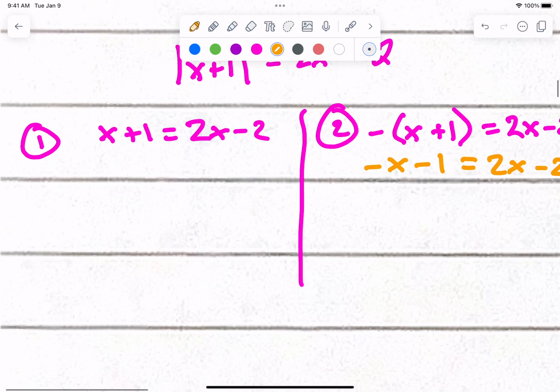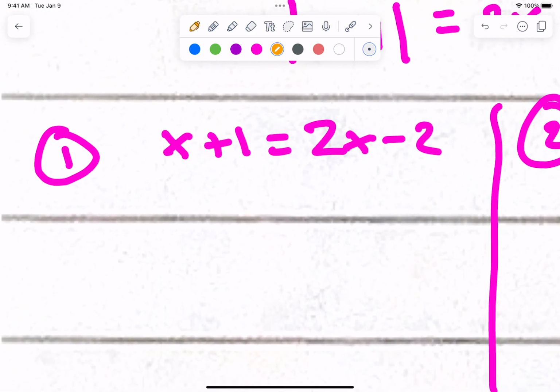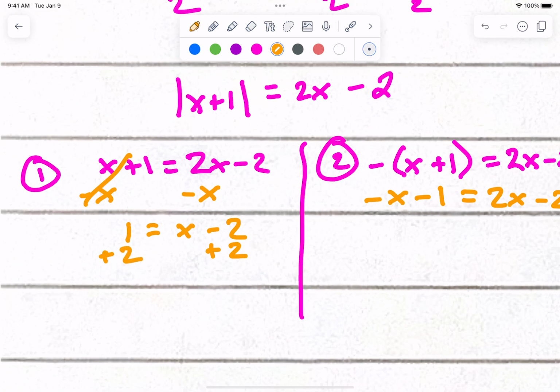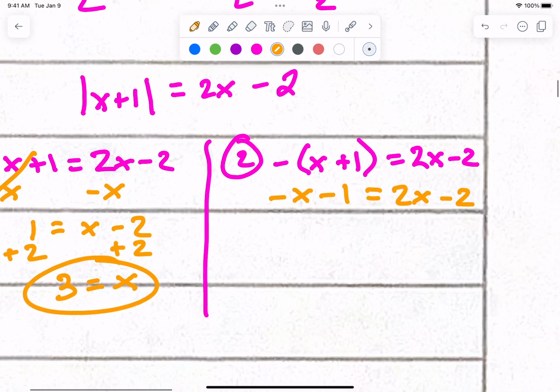So let's go to this one. What would you like to move on this one first? Let's subtract the x. I'm going to get the x's together. So I have 1 equals x minus 2. Then, somebody had the answer. Zach, were you the one that said 3? He just said 3. x is 3. That's the answer. All right, let's go to the other one.